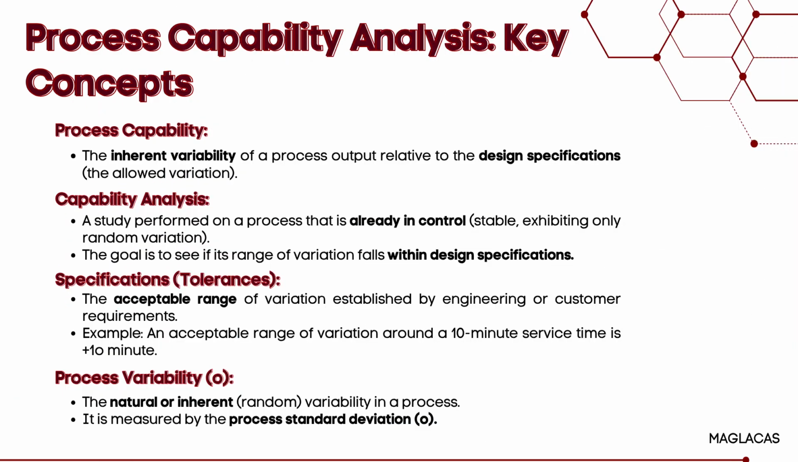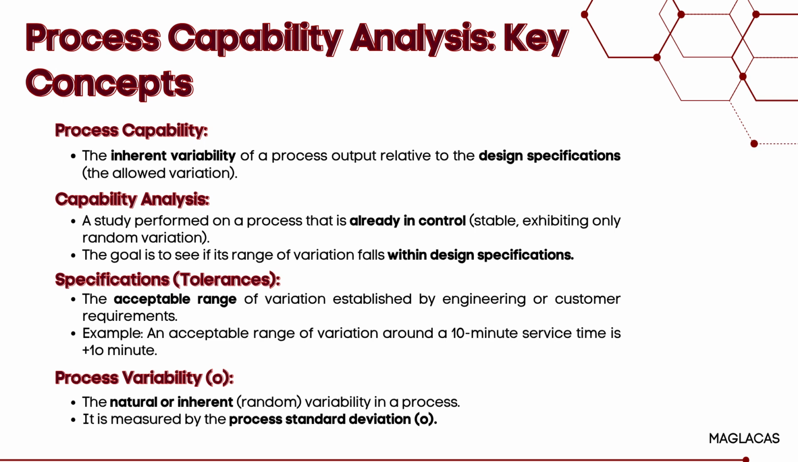Before we start, here are the concepts that we must get to know first before exploring everything else. First we have process capability. This is the inherent potential of a process output relative to what the consumer allows. It answers the question, can we consistently hit the target our customer has set?